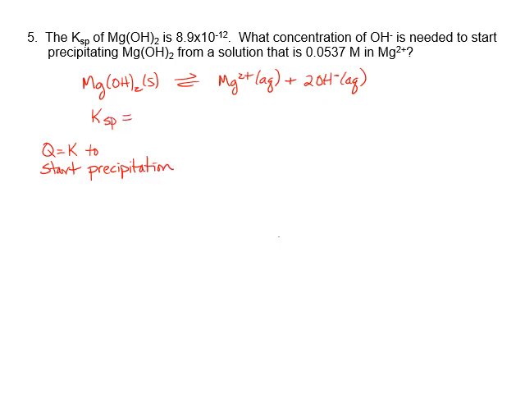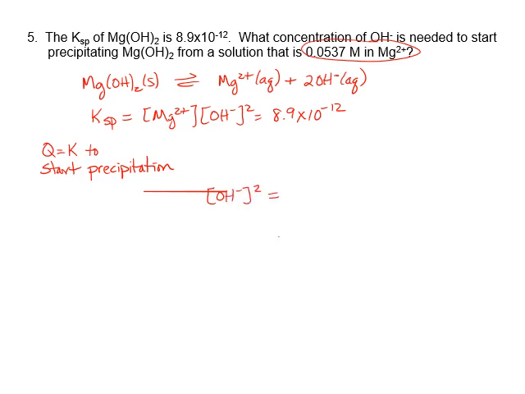So in terms of our K expression, we know that the concentration of magnesium ions times the concentration of hydroxide ions squared should be equal to 8.9 times 10 to the minus 12. We already know the concentration of magnesium ions, so we could solve this expression for the hydroxide concentration that would be needed to just start precipitation.